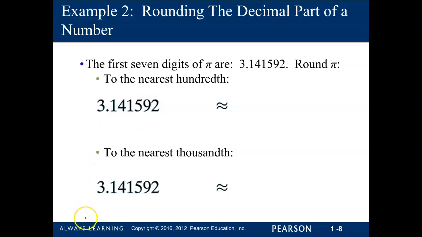Let's put that over here. So 4 is the digit that we are concerned with. Is it going to stay as 4 or are we going to increase it by 1? So we look to its neighbor digit, which is a 1. Because 1 is less than 5, then 4 stays as it is. So rounding to the nearest hundredth would be 3.14.